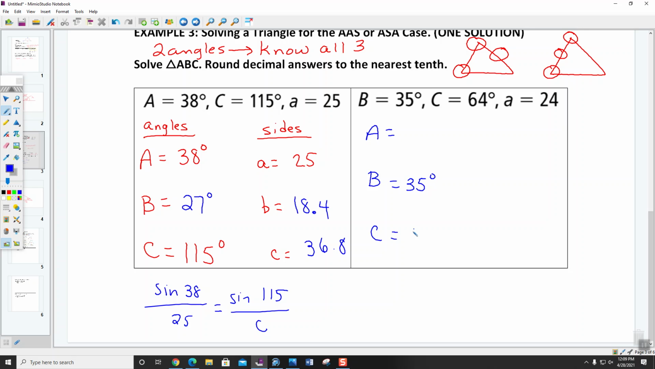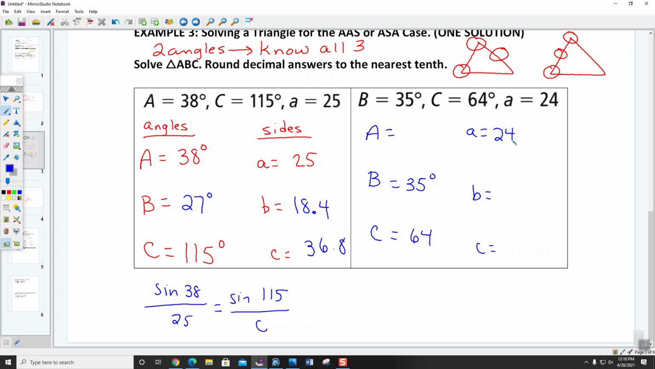And what else? And then what side do we know? A. What is A? 24. So kids, right here, I can't do this problem because there's no angle that matches a side. We don't have a side and an angle that's a pair, do we? Better give up on this one, right?